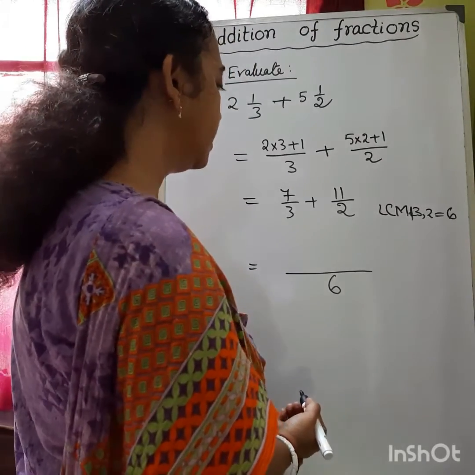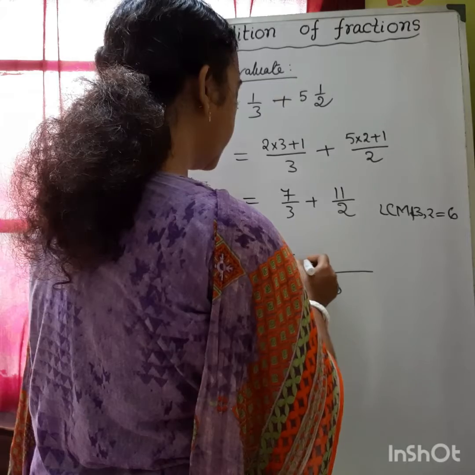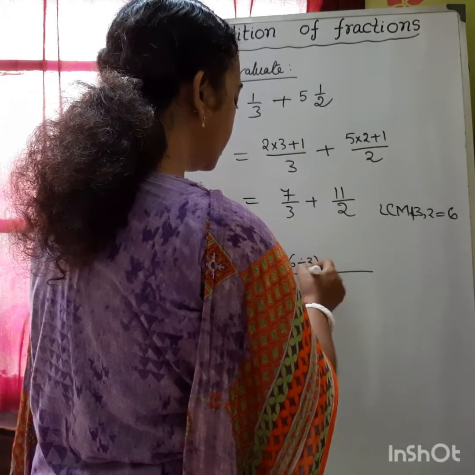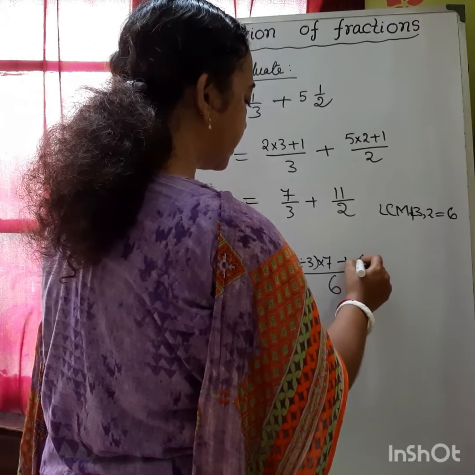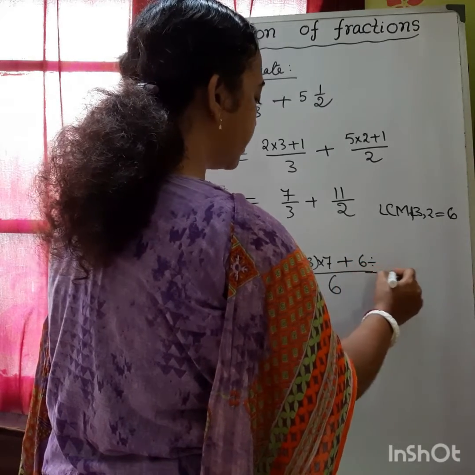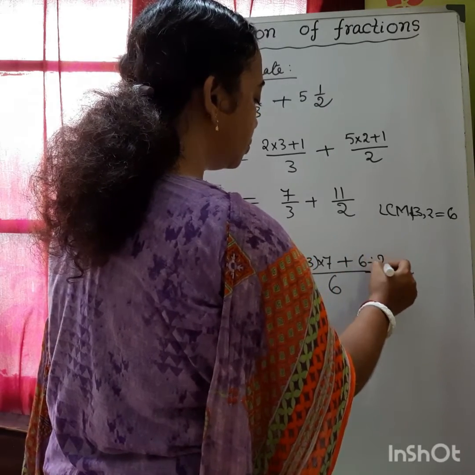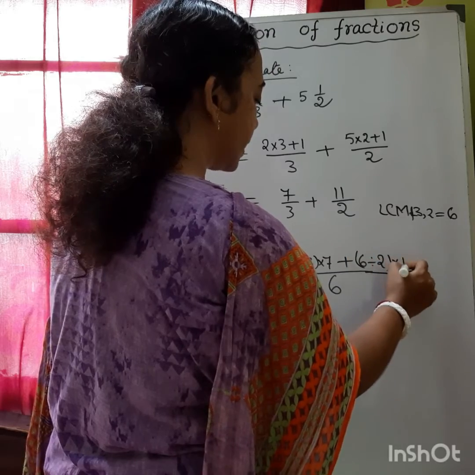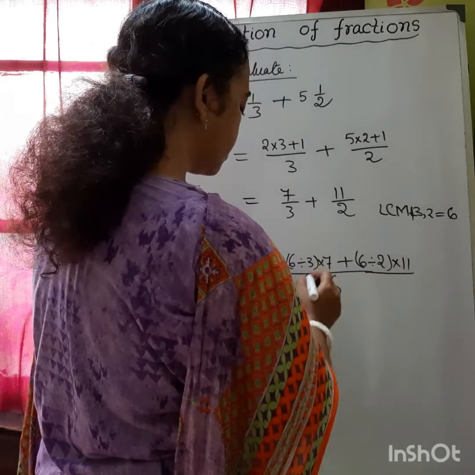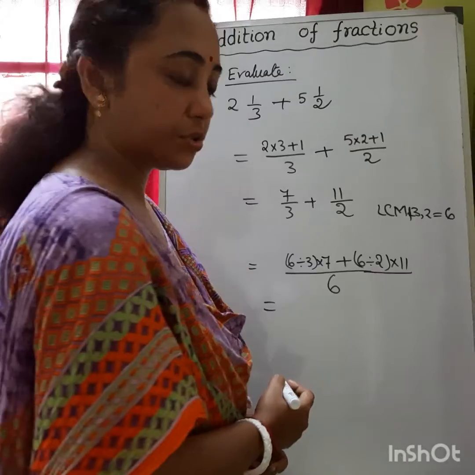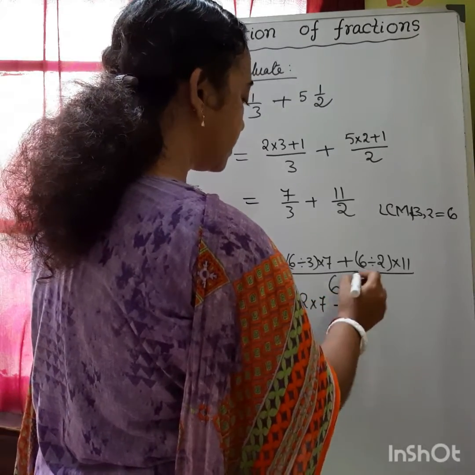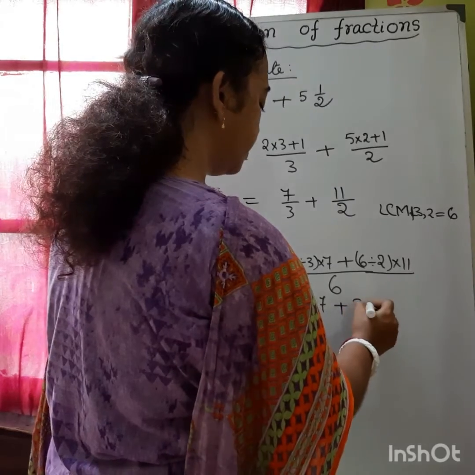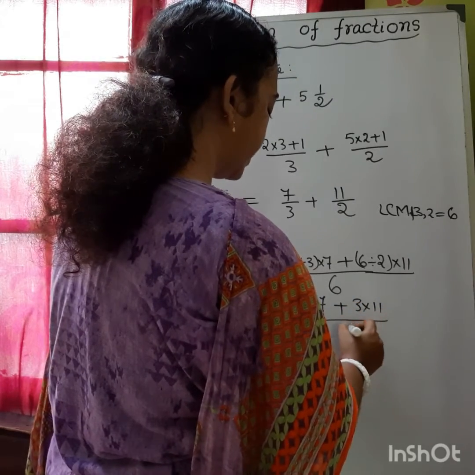Then we divide the LCM, that is 6, by the first denominator, that is 3. Then we multiply with the first numerator, that is 7, plus again we write the LCM. Then we divide by the second denominator 2. Then we multiply with the second numerator. So 6 divided by 3 is coming 2, 2 multiplied by 7, plus 6 divided by 2 is 3, so 3 multiplied by 11, divided by 6.